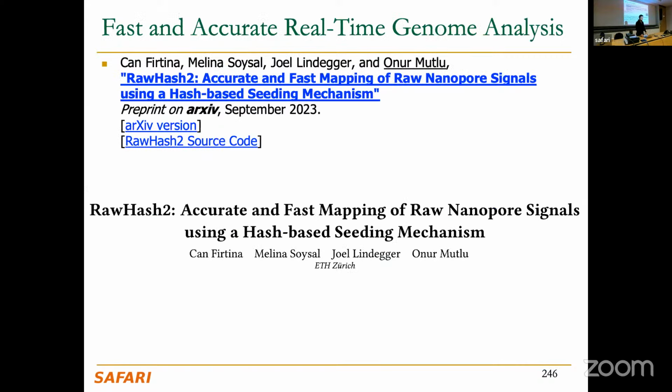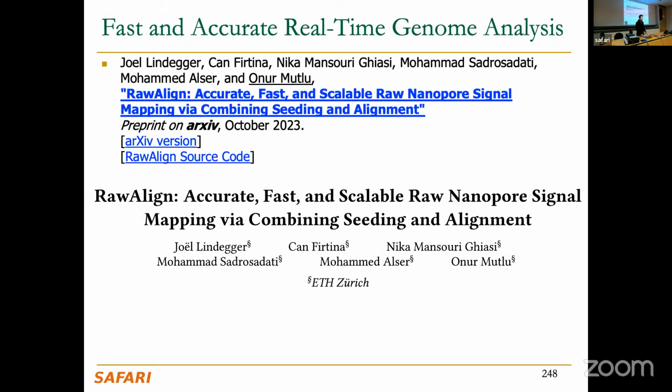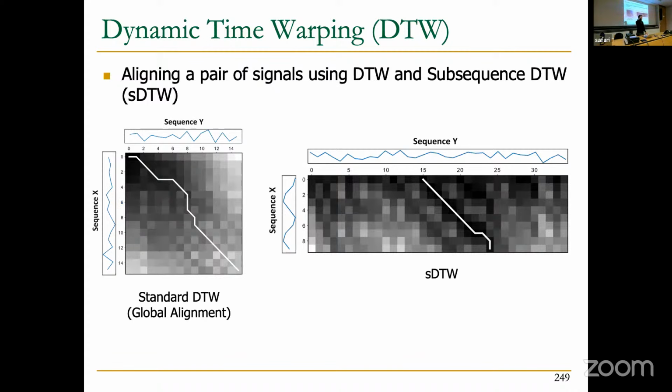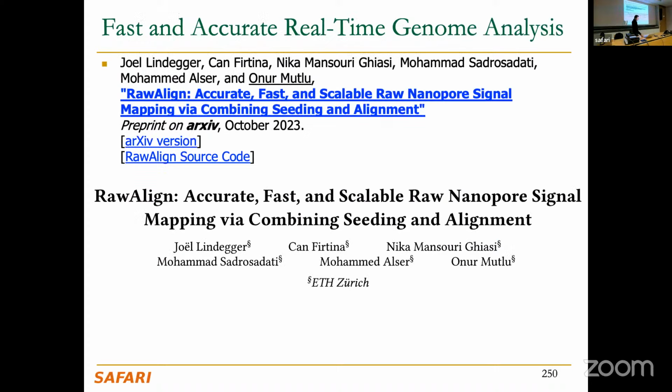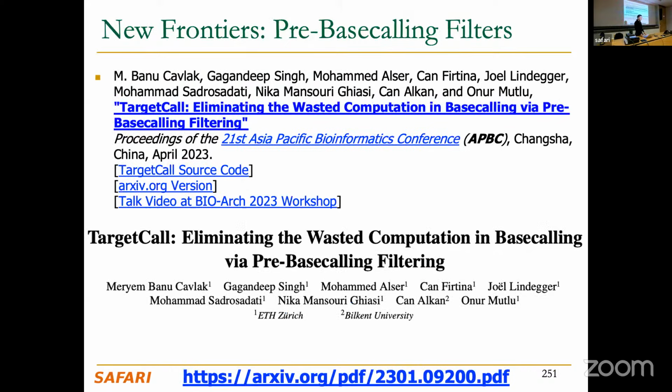This is the follow-up work from RawHash. What we also do is align these signals using some sort of approximate string matching, but using dynamic time warping to make even more accurate calculations. This is explained in the RawAlign work. And this is also TargetCall. This aims to reduce the workload of base calling, which is translating the signals to bases, by quickly figuring out whether a read is going to be useful or not.